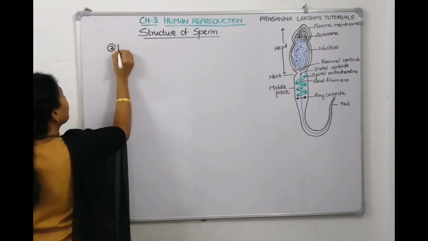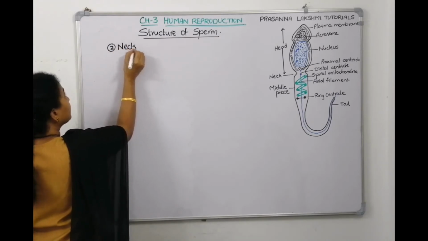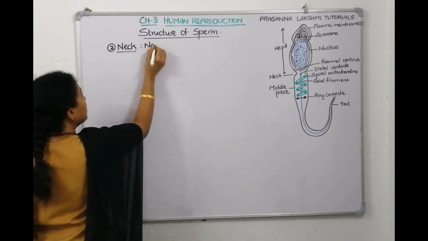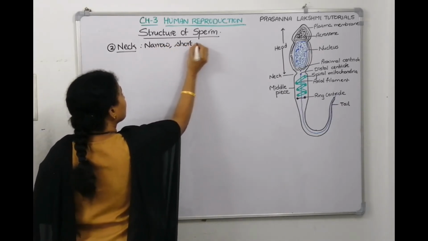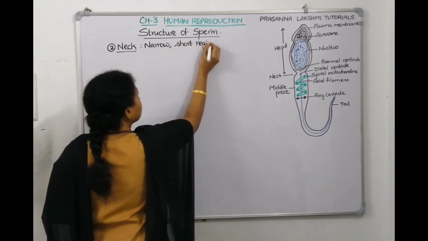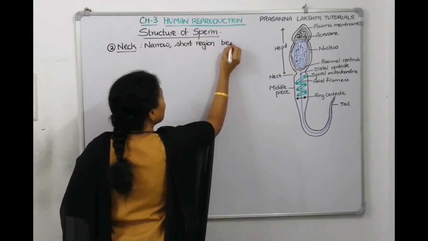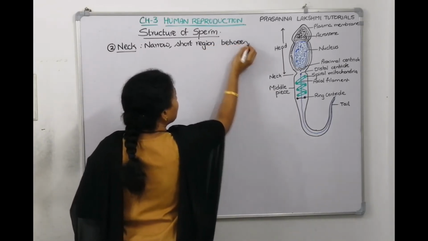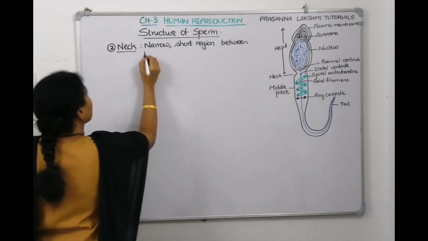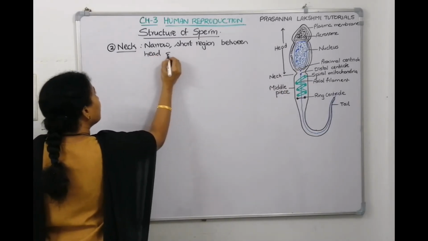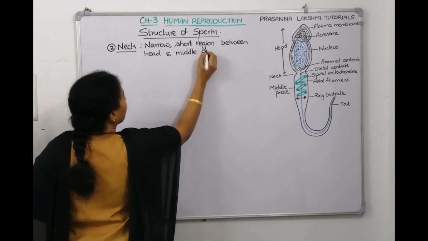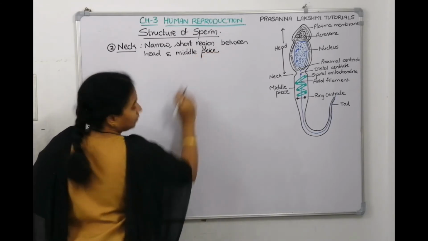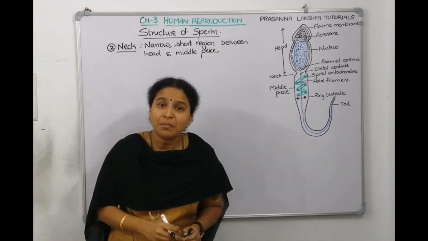So, the second part is called the neck. It's a narrow, short region which is between the head and the middle piece. Right? It is between the head and the middle piece.